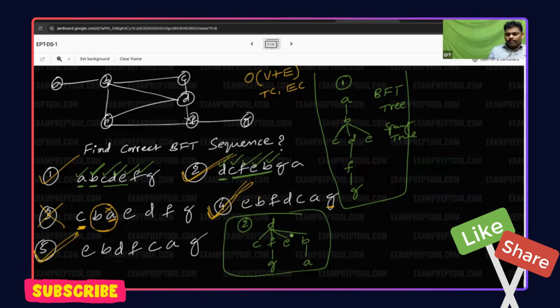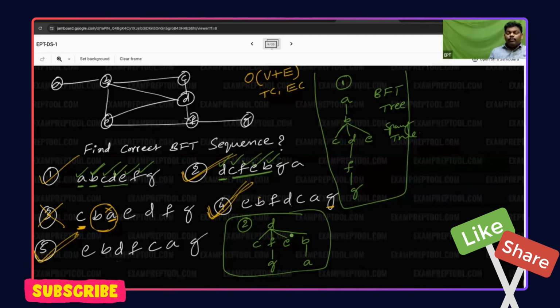Can you see? In the second diagram, how many leaf nodes? A node which has degree 1 is called a leaf node. I think C has degree 1, a leaf node; G has degree 1, a leaf node; E has degree 1, a leaf node; A has degree 1, a leaf node. What is the answer? 4 people.